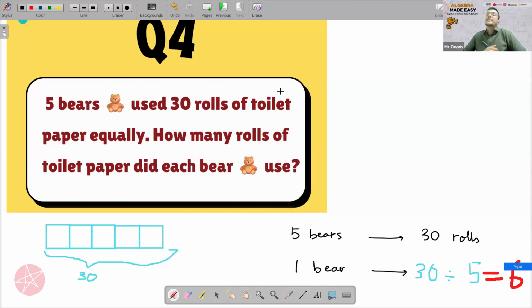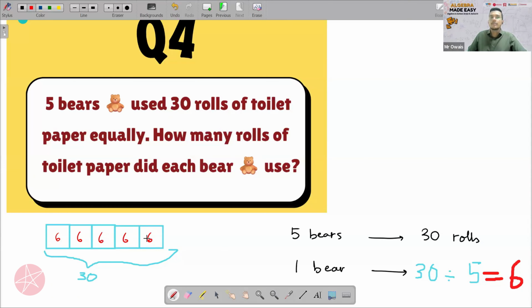Perfect. So we do 30 divided by 5 equals to 6. So that is what we get. We get that each bear actually ended up using 6 rolls of toilet paper. And to check our answer, we can actually draw this on our diagram later. We can draw this 6, okay? Put 6 inside all of these boxes just to make sure that our answer is in fact correct.